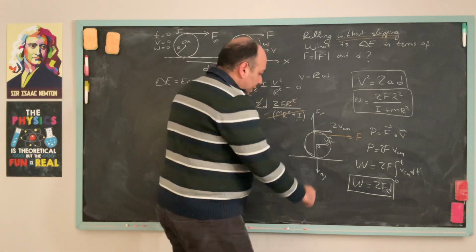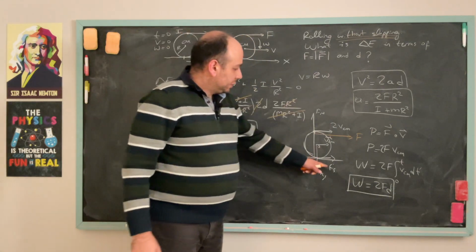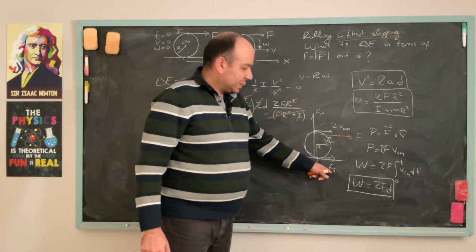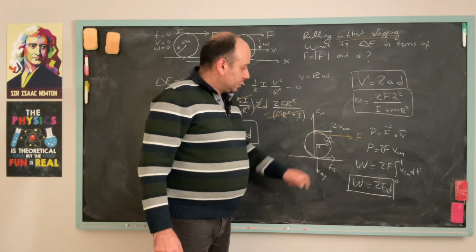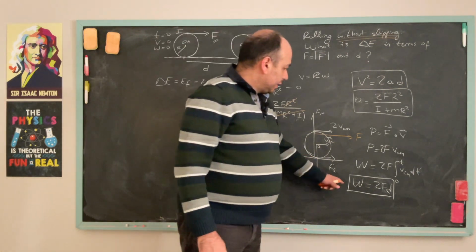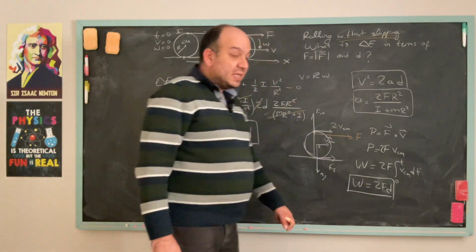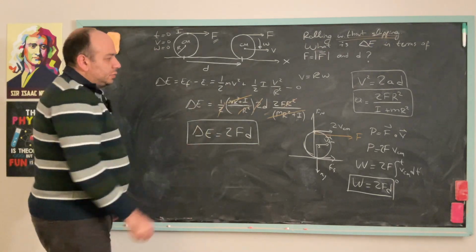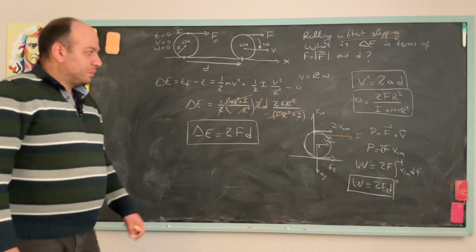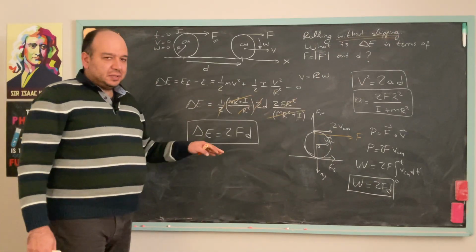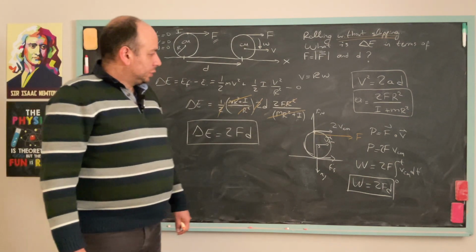Due to the same reasoning, there is static friction force. So the power delivered by the static friction is also 0, because the velocity at this point is 0. So the only force that does work here is this external force F, and the work done by that force is just 2Fd, and it accounts for the change in the total mechanical energy of the system, which is also equal to 2Fd. I hope it's now clear.